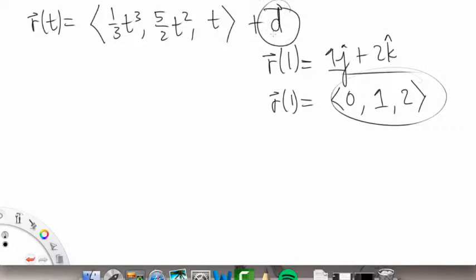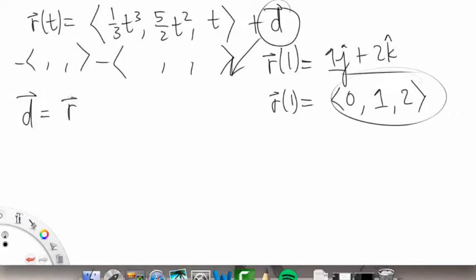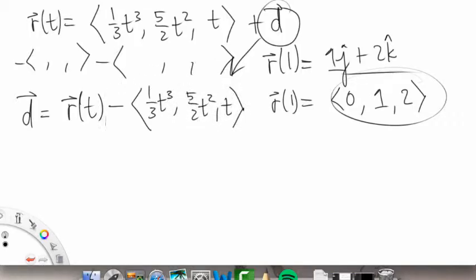Okay? So what this means, let's see, how could we solve this? One way to solve for our constant vector d is by subtracting this whole t terms over to the left side. So if we do that, this is what we'll get. Our constant vector d is equal to r of t minus all of this. So minus 1/3 t to the third, comma 5 over 2 t squared, comma t. Okay, see what I did there? I just rearranged our equation up at the top, getting the constant vector d by itself.